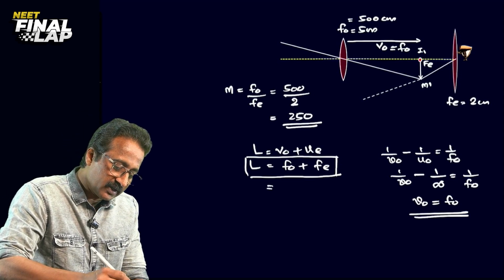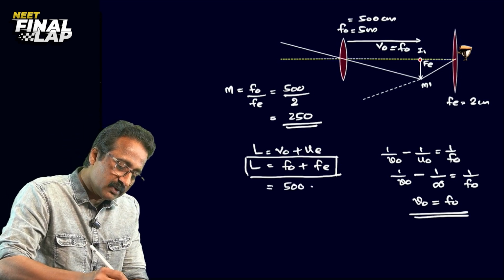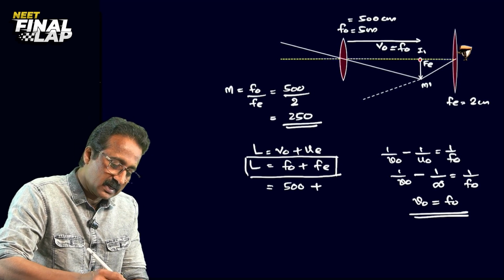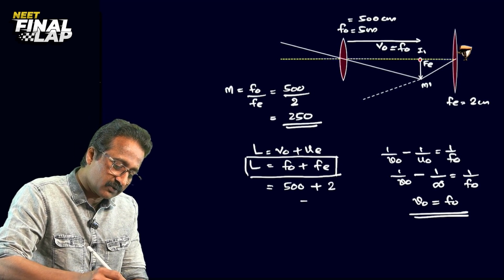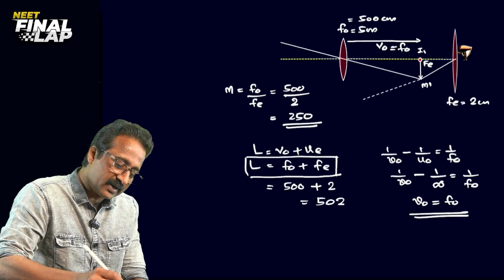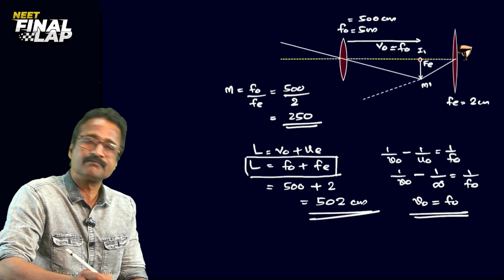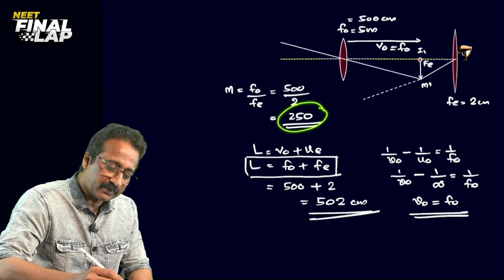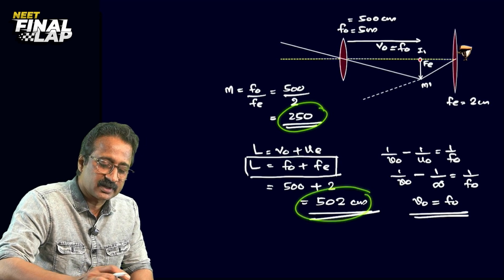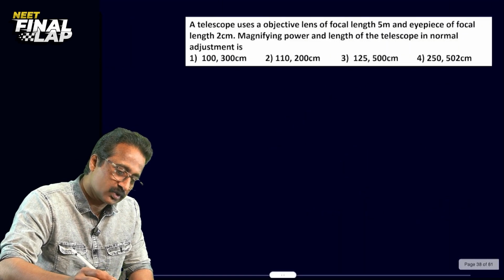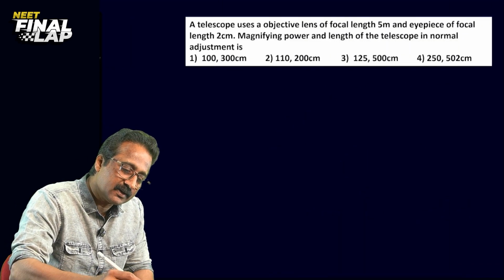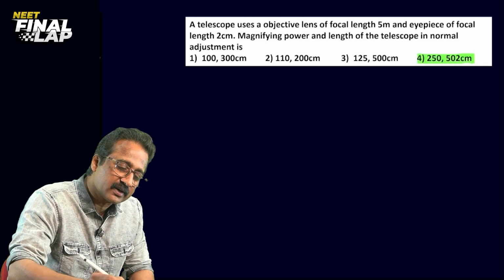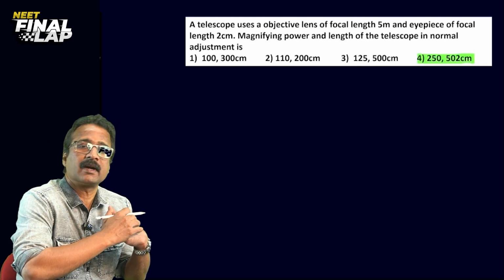Let me put values with proper units. 500 centimeter is the focal length of the objective and 2 centimeter is the focal length of the eyepiece. So it has to be 502 centimeter. These are our answers: magnifying power is 250 and length of the instrument is 502 cm. That is the final answer.